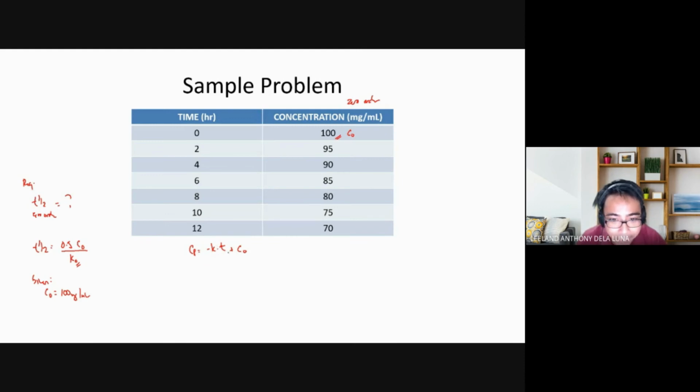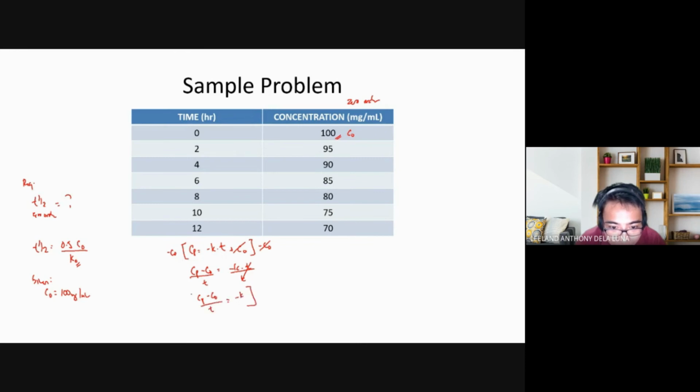So let's show the transposition. Okay, so remove C sub 0 here. Negative C sub 0 on both sides of the equation, so that this cancels out. So that would be Cp minus C sub 0 equals negative K times T. Divide both sides of the equation by T to get K. Okay, so this would give me Cp minus C sub 0 over T equals negative K.